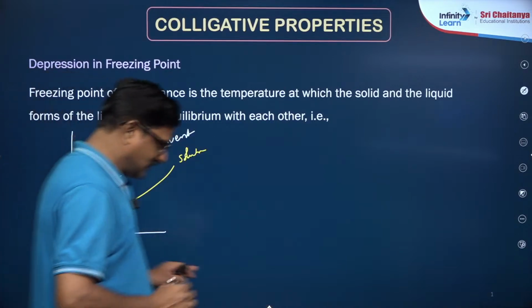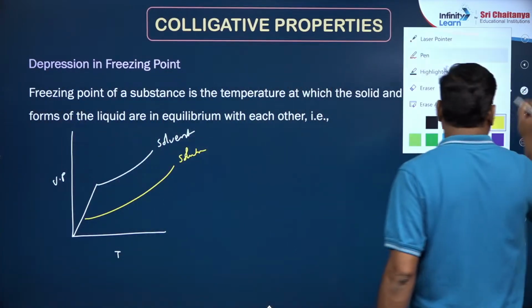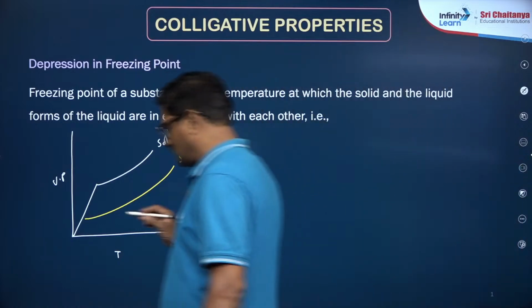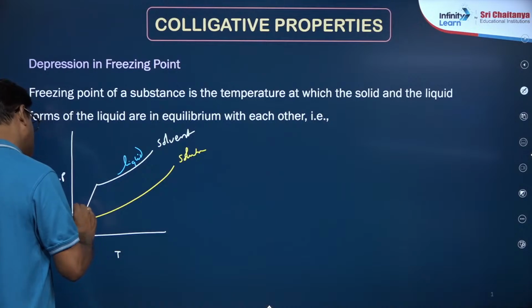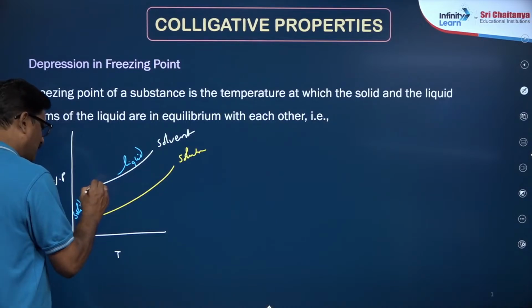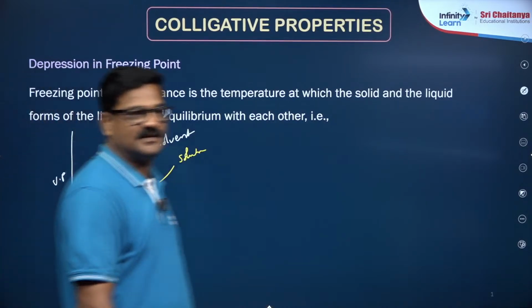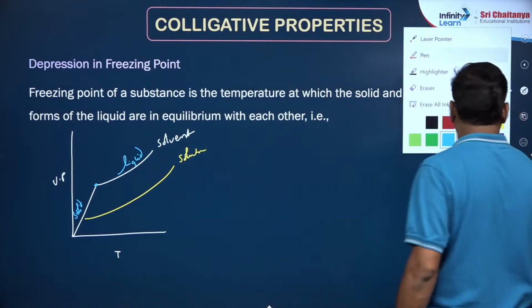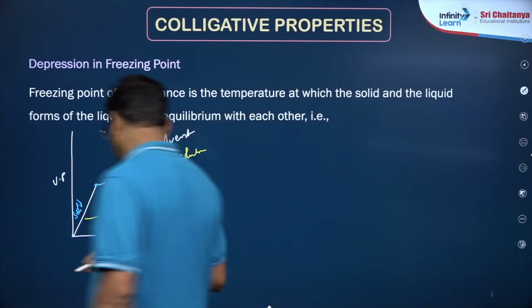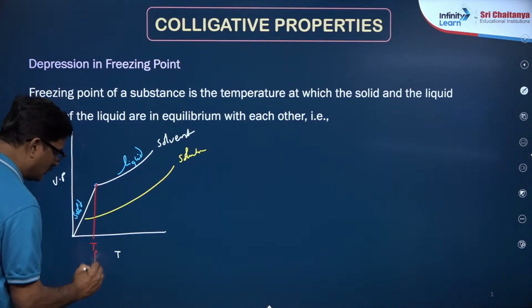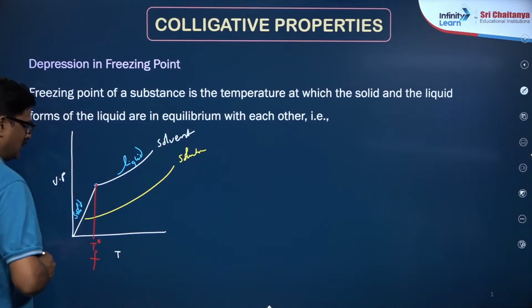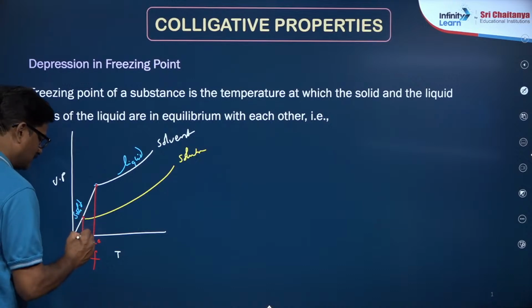Now you can see this one. What is the curve here? This is in the liquid state. This is in the solid state. The liquid becomes a solid now. This is the transition point. That transition point is what you call the freezing point of the solvent, and this transition point is the freezing point of the solution.